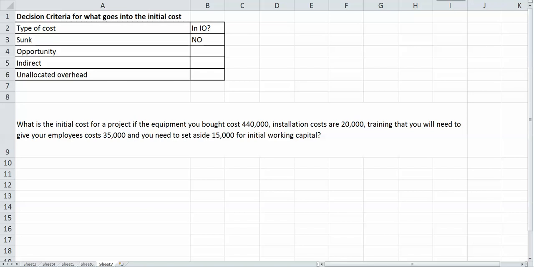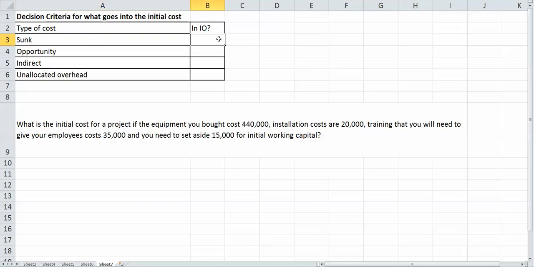In this example, I'm going to talk to you guys about initial costs or initial outlays. As you can see, first, we're going to talk about the different types of costs that we have, which are sunk costs, opportunity costs, indirect costs, and unallocated overhead costs. And then we're going to try to figure out if they belong in this initial outlay box. So this column right here, that's what IO stands for, initial outlay.